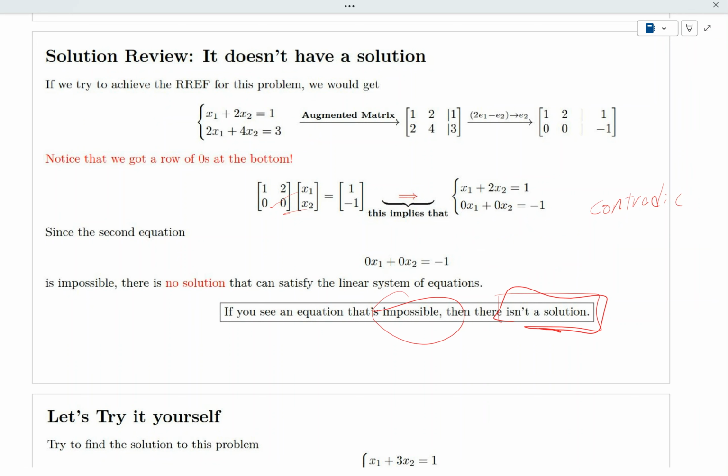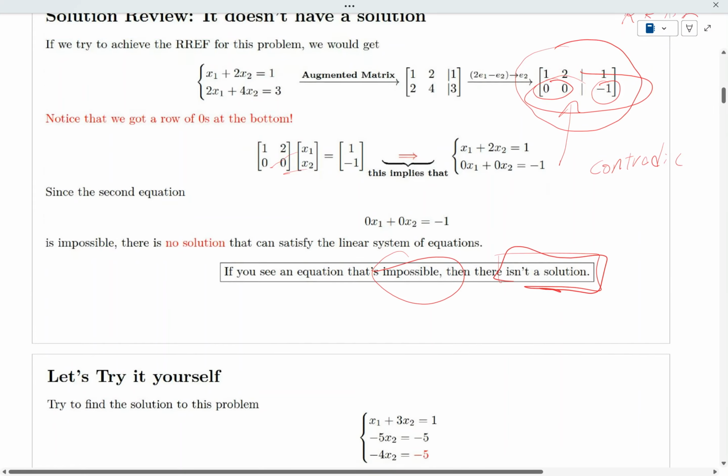This arises whenever you try to achieve the REF and you get a row of zeros equal to some number. 0 cannot equal a number, so there's a contradiction. This is how it normally manifests itself. You need to keep that in mind when you see a linear system of equations and you're trying to reach the RREF, and then you see something like this. Now you know how to deal with it. Essentially, that's the case where there are no possible solutions.